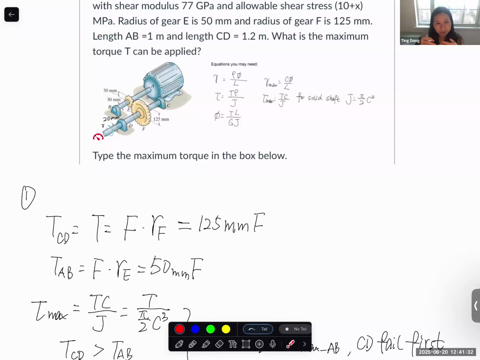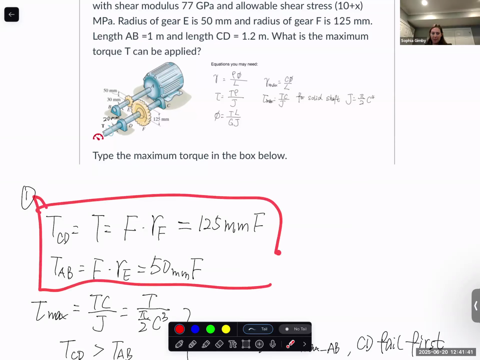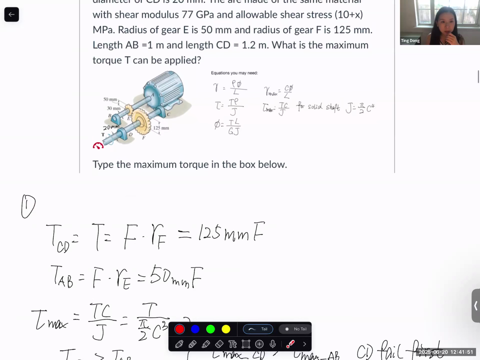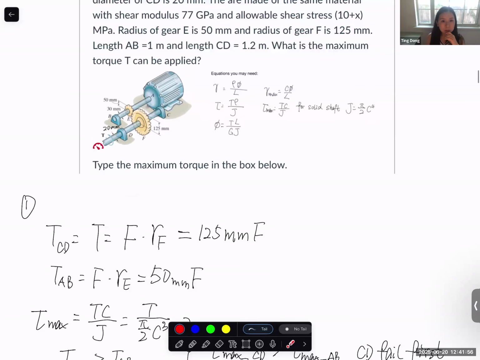What is less than maximum of what? I'm still confused. What are we comparing? Stress, force, torque? Allowable less than the max torque. The maximum torque is not given. The maximum torque is something you need to calculate. Well, I did calculate it.